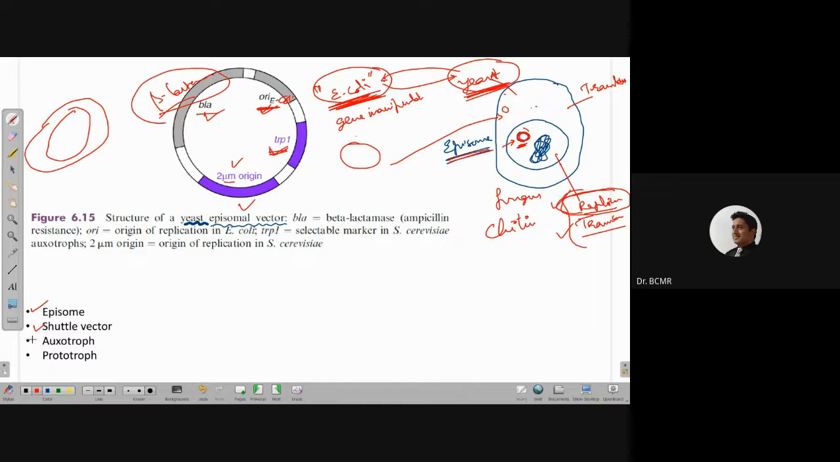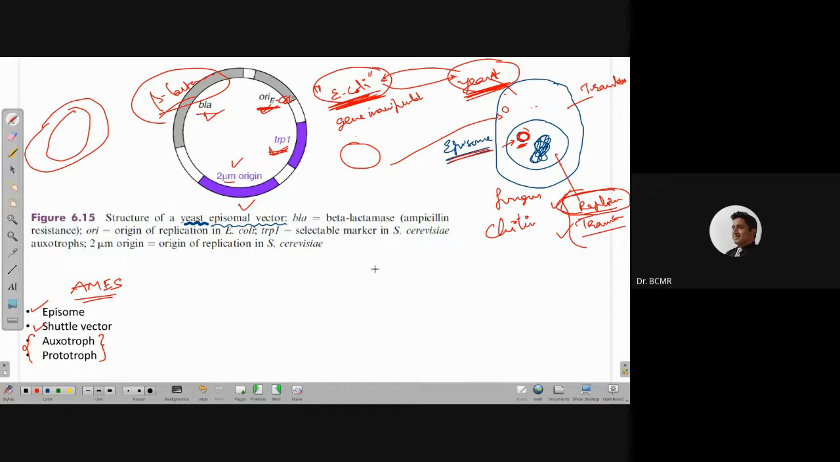If you learned about mutagenesis in microbiology or molecular biology, you must have read about the Ames test. I'm not going to talk about the Ames test, but there you should have encountered what an auxotroph is and what a prototroph is.